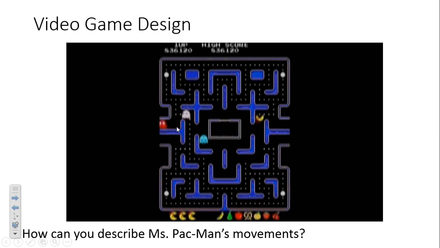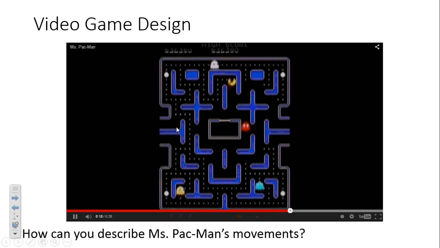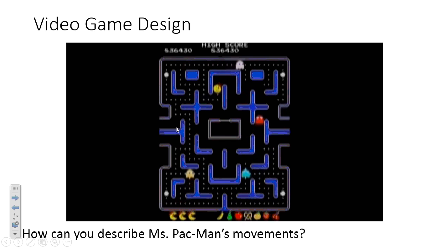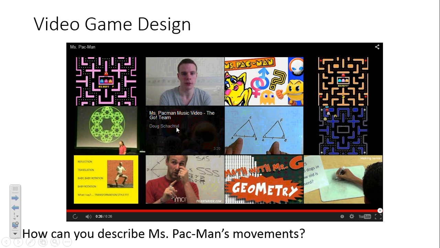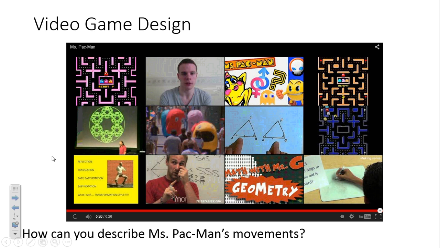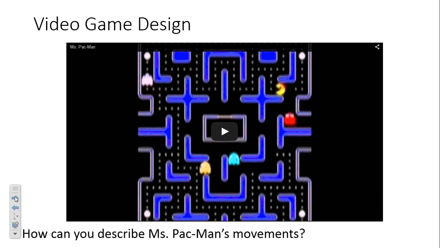So she's eating little dots. How's she moving? 90-degree angles. What else? Up and down, side to side. Left or right? Left and right. Okay, but is that it? Is that all that she's doing? No. She can move across the plane.